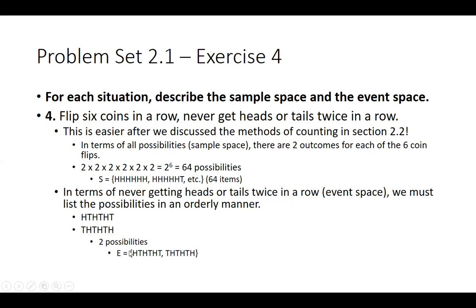And those are the only two possibilities for flipping 6 coins and never getting heads or tails twice in a row. So there's 2 possibilities in the event space. Heads, tails, heads, tails, heads, tails, and tails, heads, tails, heads, tails, heads.